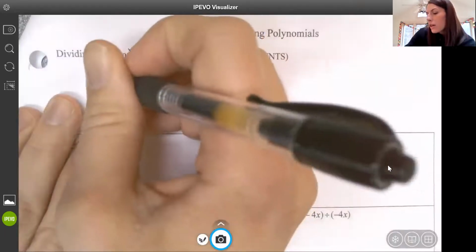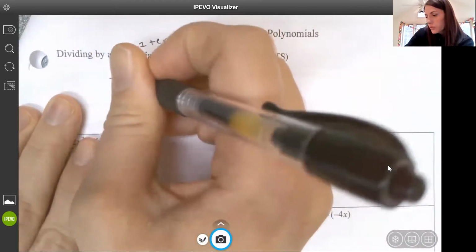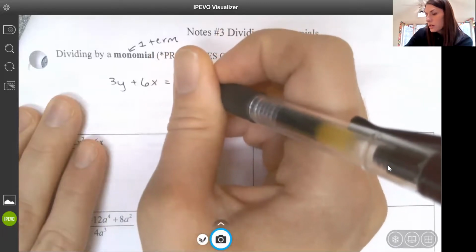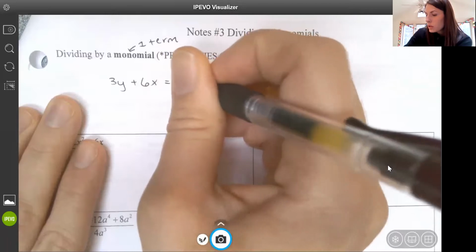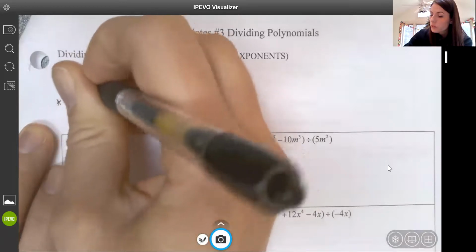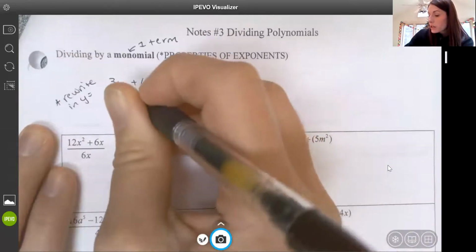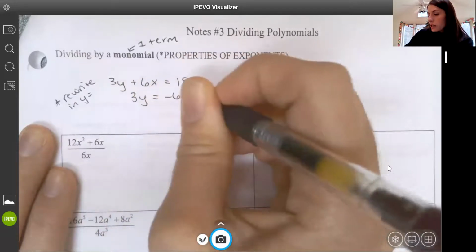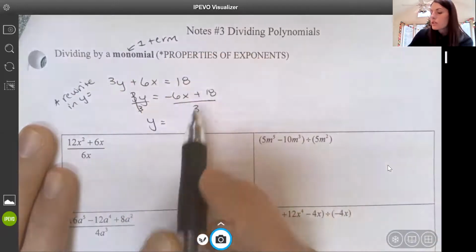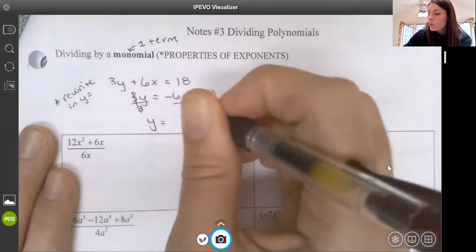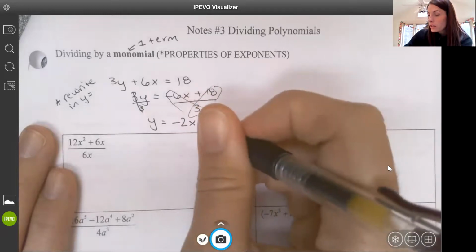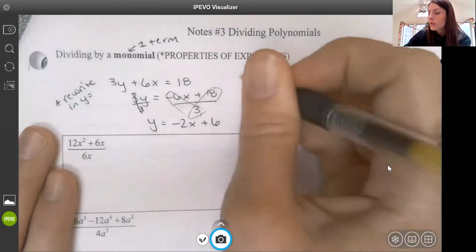So similar to when I have an equation, okay, if I have an equation and I wanted to rewrite it in y equals, well, I'd subtract 6x, and then I'd divide by 3. And we know that these terms that are connected with addition, I'm going to divide each of them separately by 3 and get negative 2x and positive 6. Okay, we've done that before.